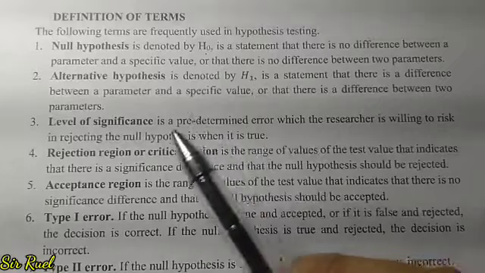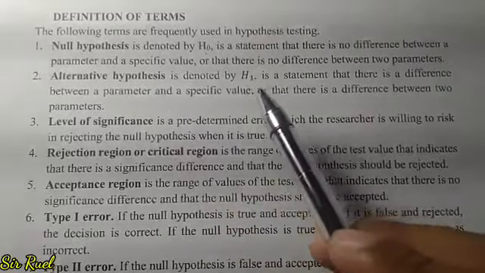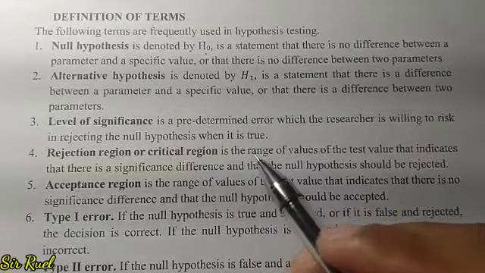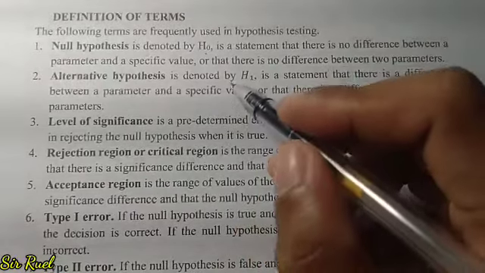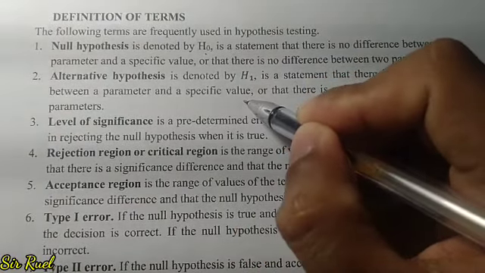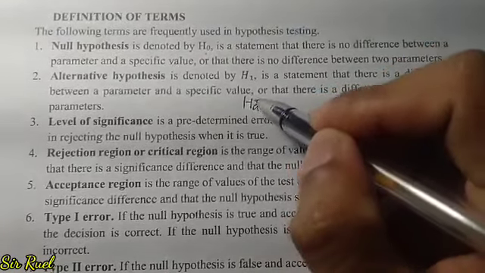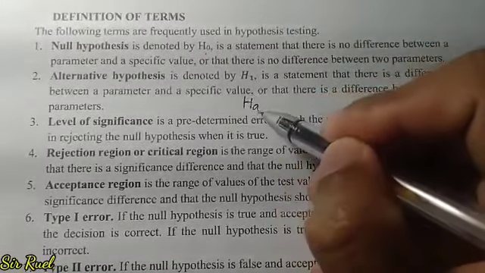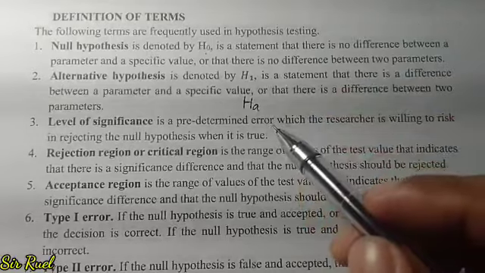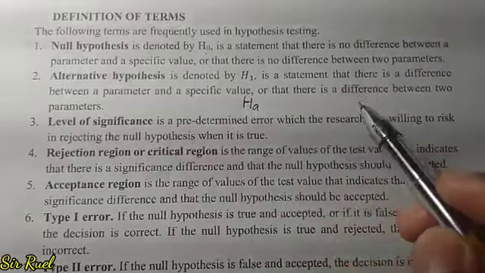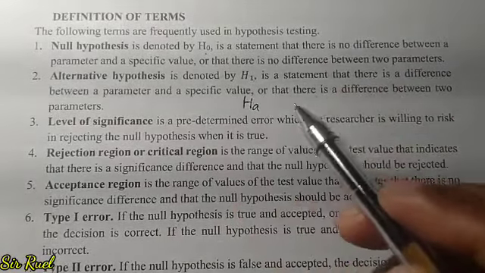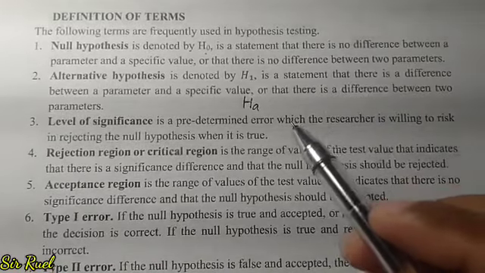No? While alternative hypothesis naman is denoted by H sub 1. So, in some books, ginagamit yung symbol na H sub A, no? So, minsan ma-encounter natin to sa ibang libro. So, take note na lang. Okay? So, it is a statement that there is a difference between a parameter and a specific value, or that there is a difference between two parameters.